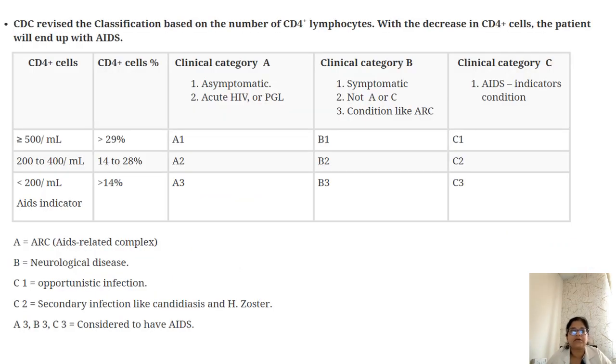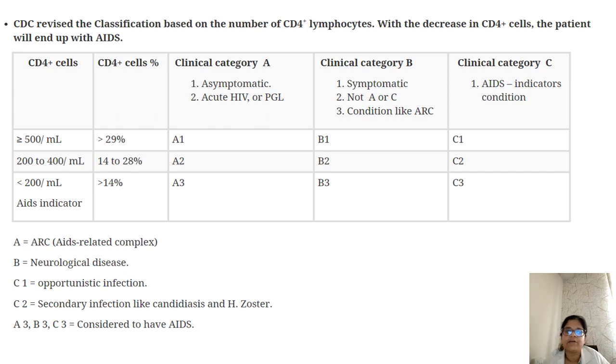So as per CDC, classification is based on the number of CD4 lymphocytes. With the decrease in the CD4 lymphocytes, the patient will end up in full-blown AIDS. So if it is greater than 500 per ml, or 200 to 400 per ml, or less than 200 per ml, which is an AIDS indicator. CD4 plus T cells percentage will be categorized as more than 29%, 14 to 28%, or less than 14%. Clinical category A, category B, and category C.